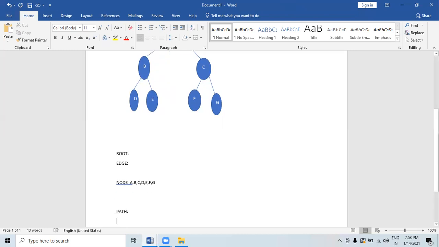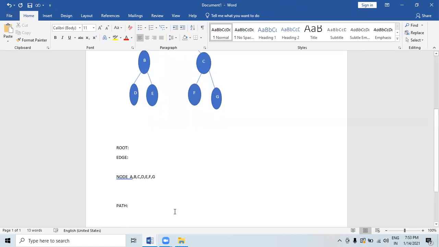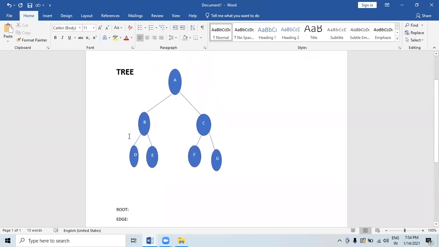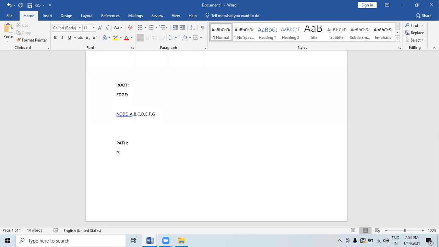So let's see path. A path between any two nodes in a tree is a sequence of distinct nodes in which successive nodes are connected by edges. The length of a path is the total number of nodes in the path. In the above example, you can see here the path A, B, then E. A, B, E. This is a path. Then A, C, F. Right? So what about parent here?